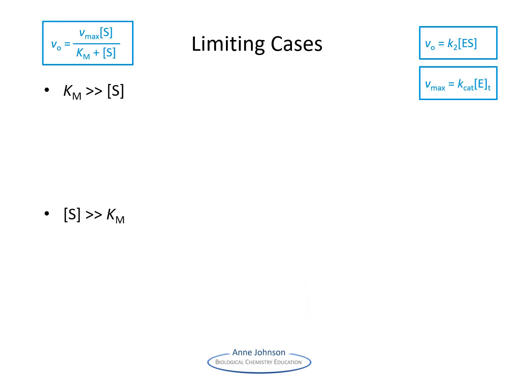There are two limiting cases arising from the Michaelis-Menten equation. First, at very low substrate concentrations, where Km is much greater than the substrate concentration, we can ignore the substrate concentration in the denominator of the equation, and it reduces to Kcat E_total S over Km. This describes the pseudo first-order kinetics region near the origin because the amount of enzyme used in the assays must be constant.